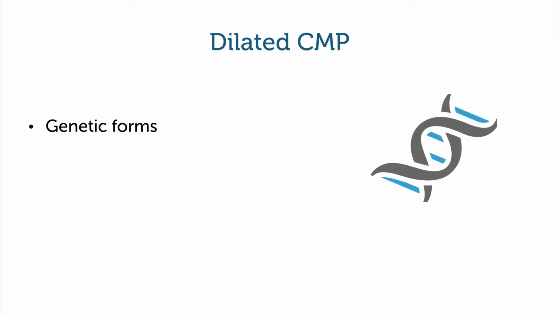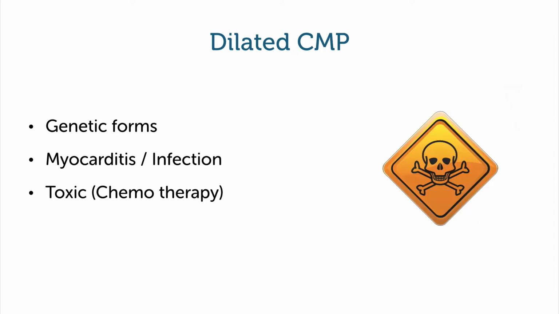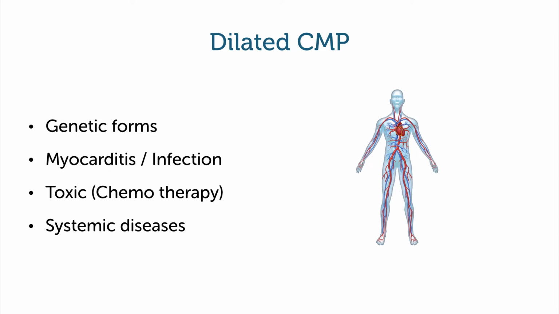Dilated cardiomyopathy can be the result of a genetic cause, something that we see more and more frequently, or at least we're now able to detect it. It can be the result of myocarditis, usually a viral infection. Toxic, just think of chemotherapy. And the result of a systemic disease.